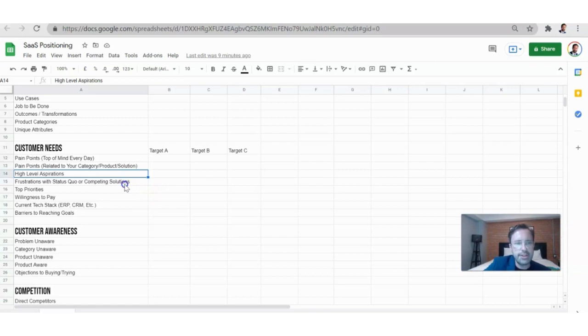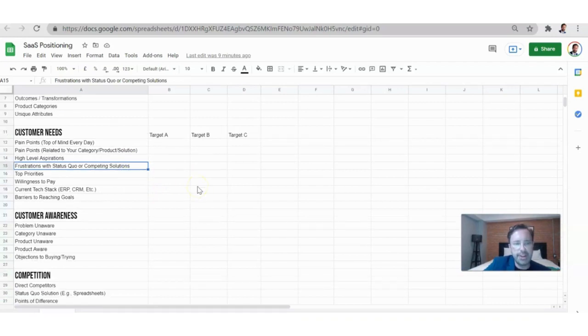The other thing that you want to do is hone in on specific frustrations that the targets have with the status quo. And the status quo might be spreadsheets. It might be an employee that does a job that SaaS could. It might be pen and paper. It could be just notes in a filing cabinet. I don't know what that might be.